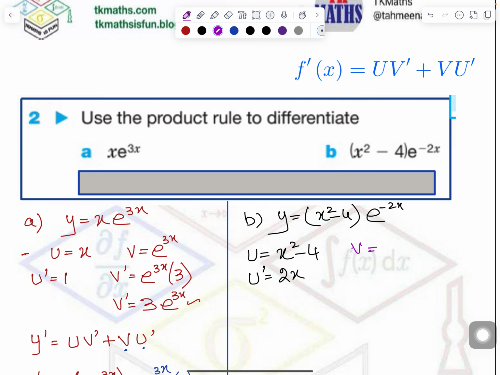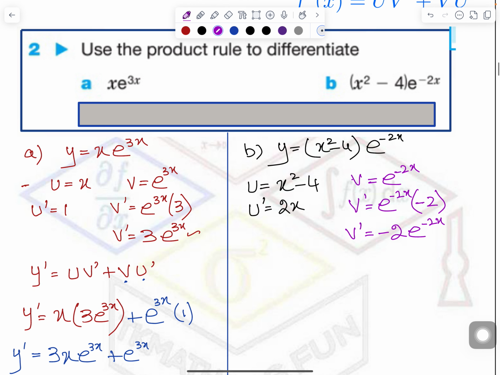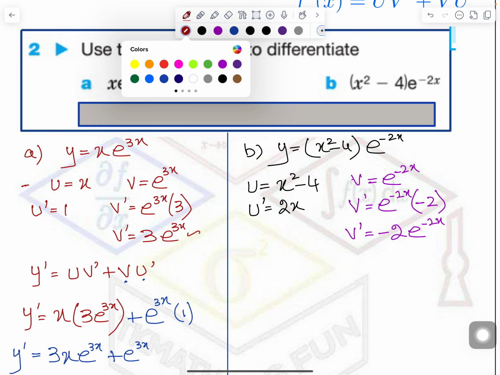And let me take v as e power minus 2x and differentiation of this is the same, multiplied by the differentiation of the power. It will become minus 2. So this will become minus 2 e power minus 2x. So now we have u, v, differentiation of u, differentiation of v. So I will substitute it in the formula now.